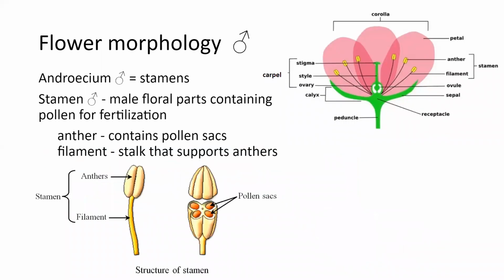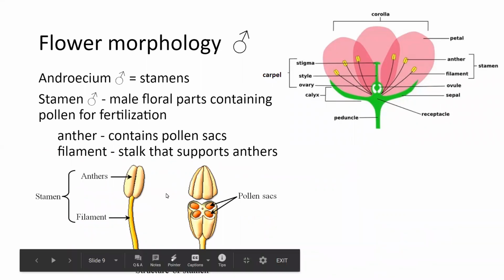So let's look at the male parts of the flower, right? The androecium. So this consists of the stamens. Lots of textbooks still use the word stamens, and I think even the practice example we have uses stamens. So stamens are the male parts that contain the pollen. So that's the pollen, the male gametes or sperm that are used for fertilization.